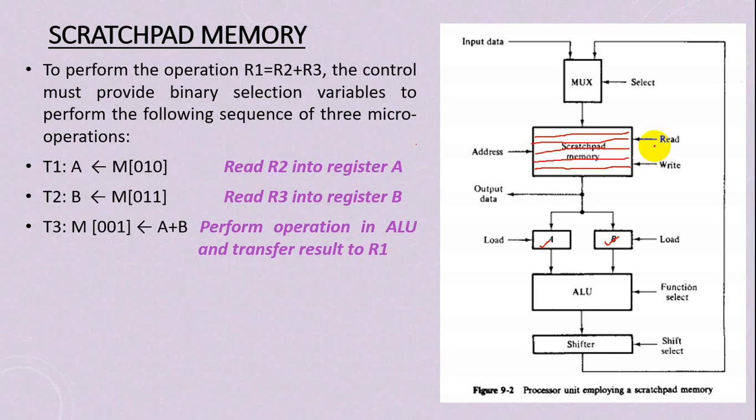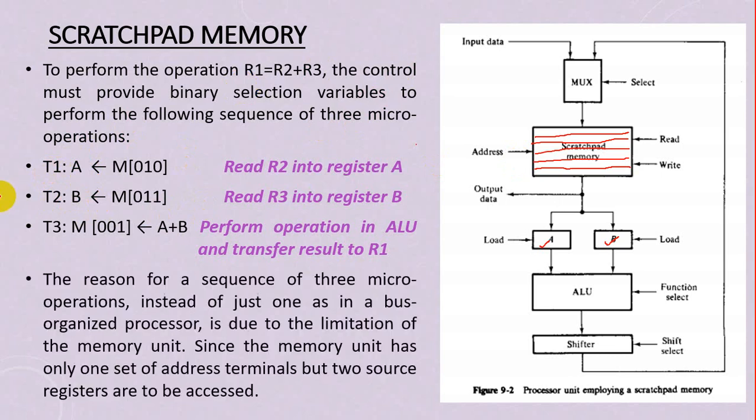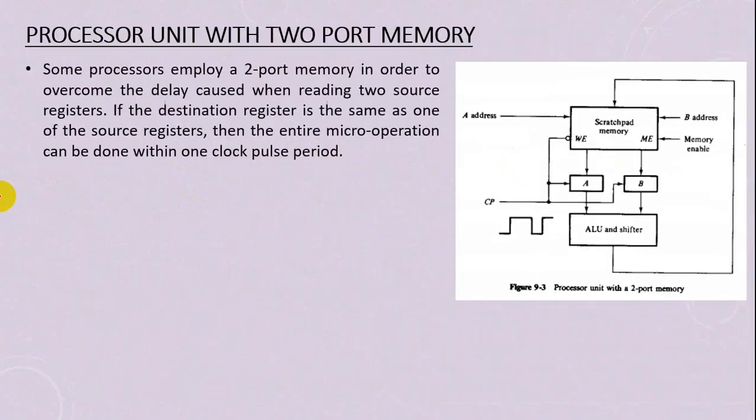But there is a technique by which you can read more than 1 data item at a time in a single clock cycle. This is a single port memory, and we need 2 clock cycles, T1 and T2, to read word A and B. But there is memory available called 2 port memory. In 2 port memory, what we can do, look over here.